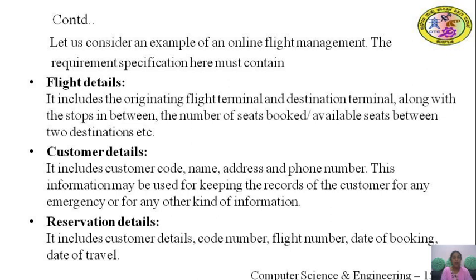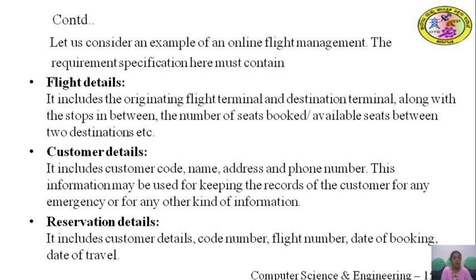Whereas the customer details may include details like customer code, name, address, phone number. And if there are any other details to be gathered about the customer, that could also be included. This information may be used for keeping the records of the customer for any emergency or for any other kind of information.